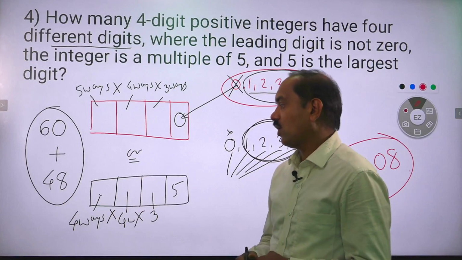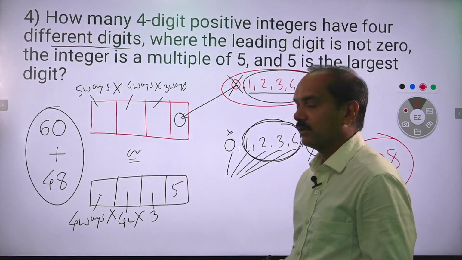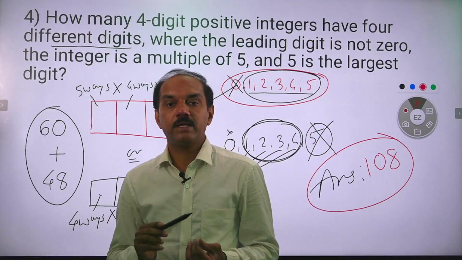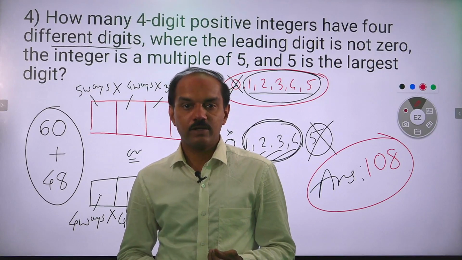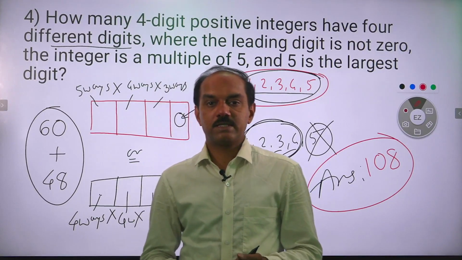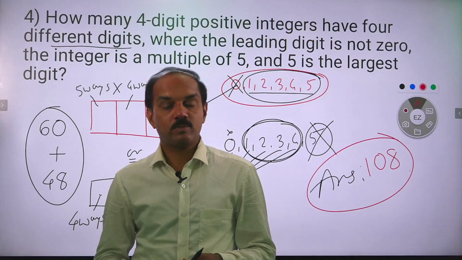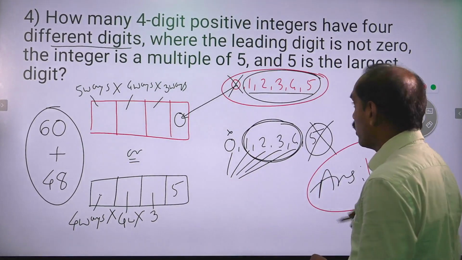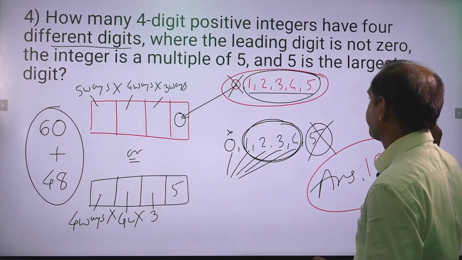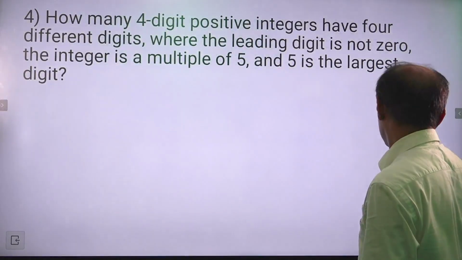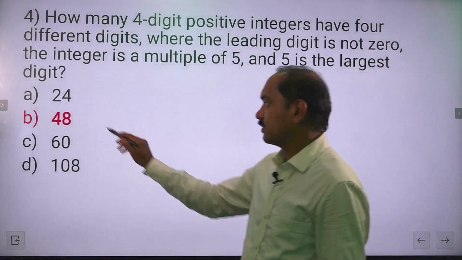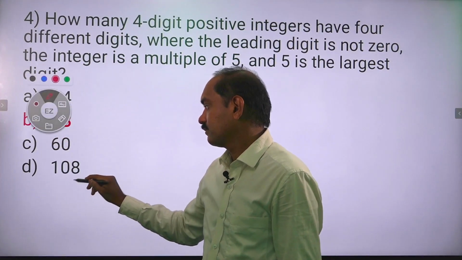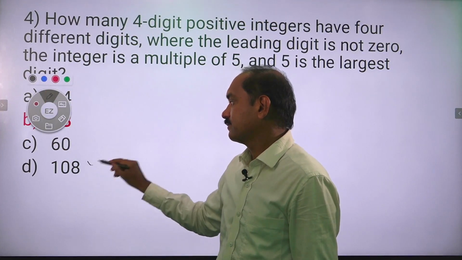So in all you can write 108 numbers, and here the important words are: and means multiplication, or means addition. These are the two crucial words for CSAT, and many questions have been asked in previous year question papers on only these two words, right? So the final answer is 108. It is not 48, it is 108. The correct answer is 108.